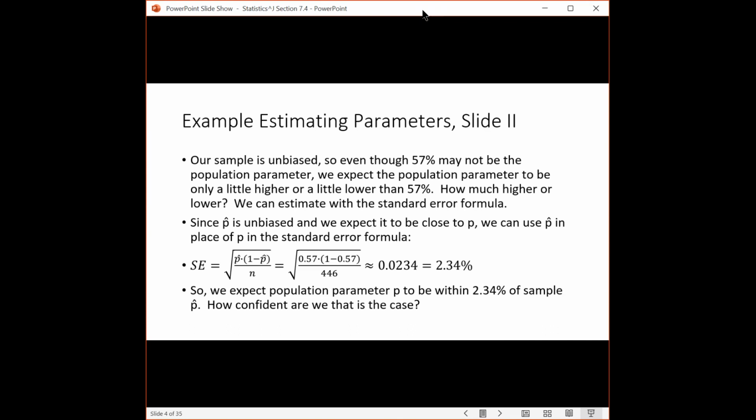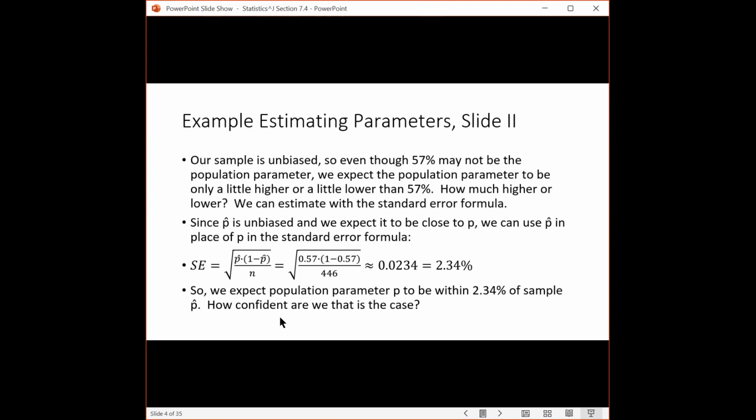We can use the standard error formula for that. That's the purpose of the standard error formula. So since p hat is unbiased and we expect it to be close to p, we can use p hat in place of p in the standard error formula. We go ahead and plug that in, do the calculations, and we get 2.34%. So we expect the population parameter to be within 2.34% of the sample estimate, 57%. Okay, and that's what I wrote right here.